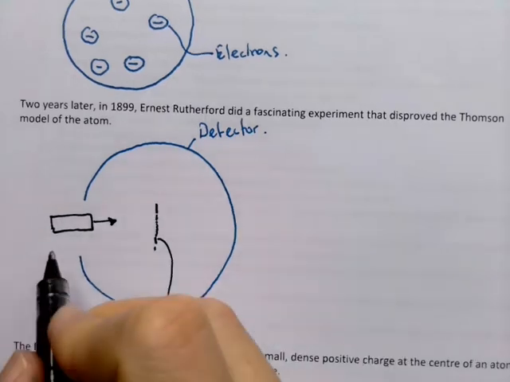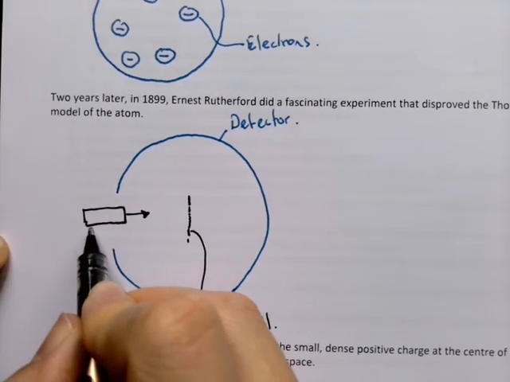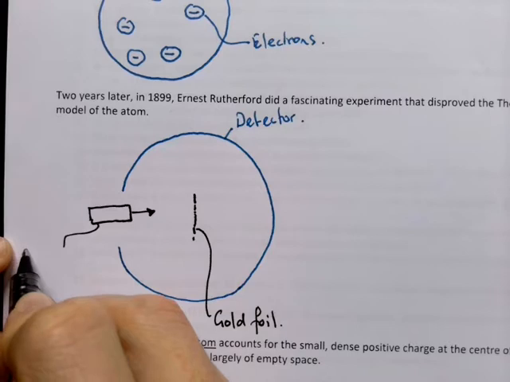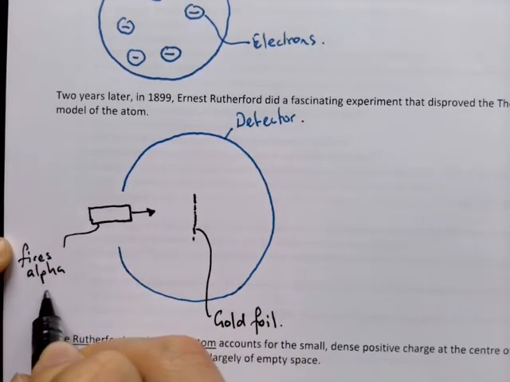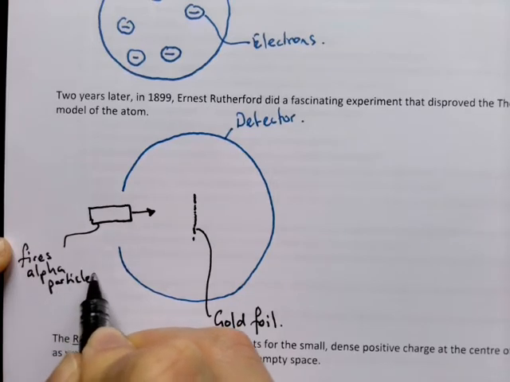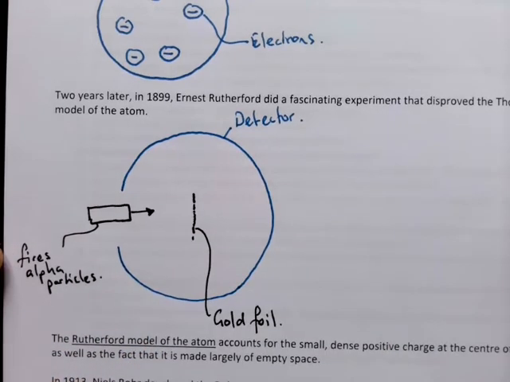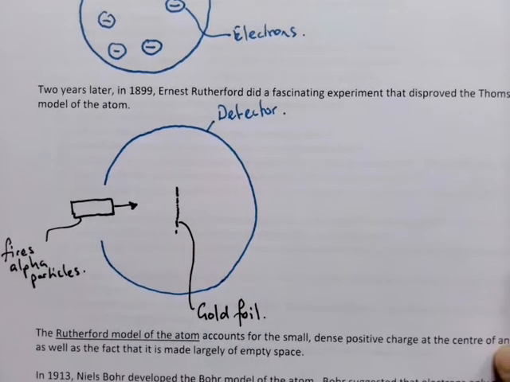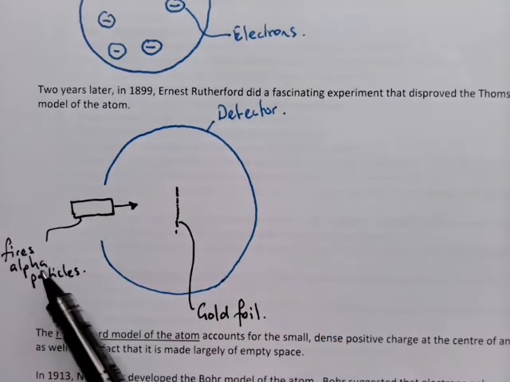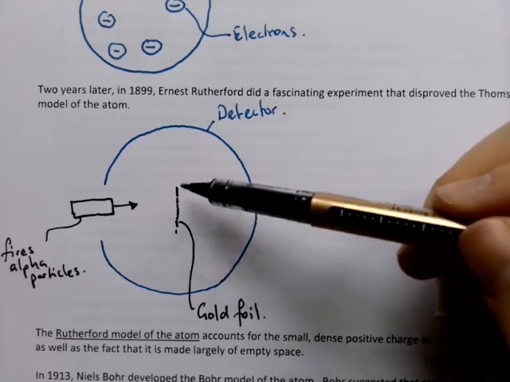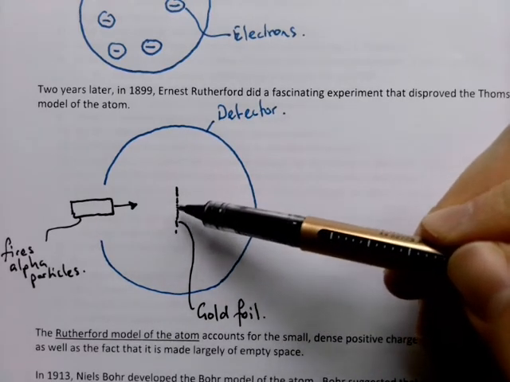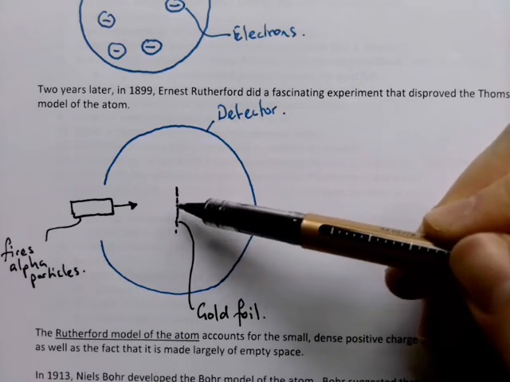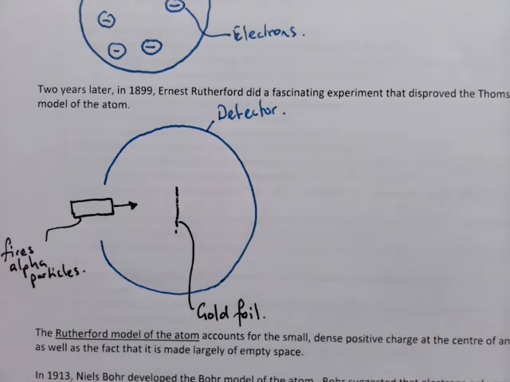So this piece of equipment here fires alpha particles at the piece of gold foil. Now, these alpha particles are just small particles. I'll talk about those in a minute. And the gold foil is very, very, very thin. In fact, so thin it's only a few atoms thick. Incredibly thin.